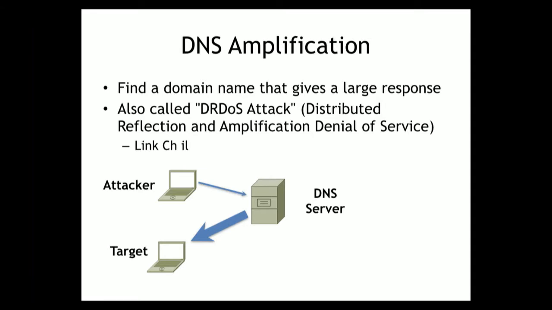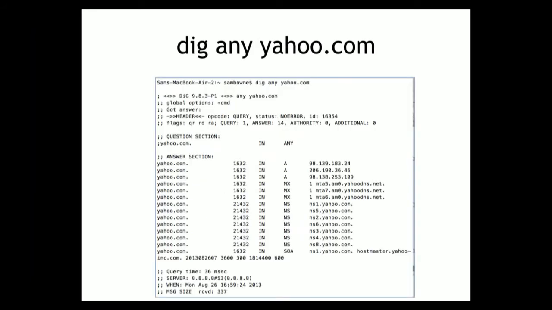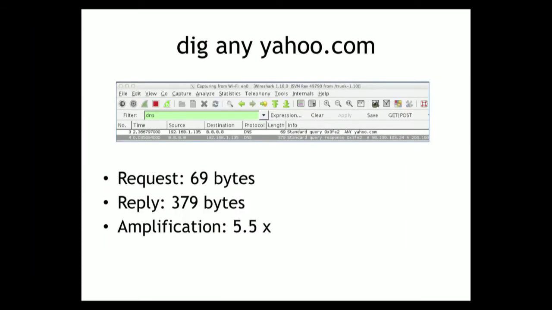But DNS amplification still works because you can send a request to a server and you get a reply, and the reply is often much bigger than the request. So it leads to a degree of amplification. You don't get 1,000 times, but you can get pretty good amplification. If you do a dig any of yahoo.com, I send this small request and I get this reply that's about 500 bytes, listing all the information about Yahoo's servers. So the request is 69 bytes, the reply is 379 bytes. So that's an amplification of 5.5 times.